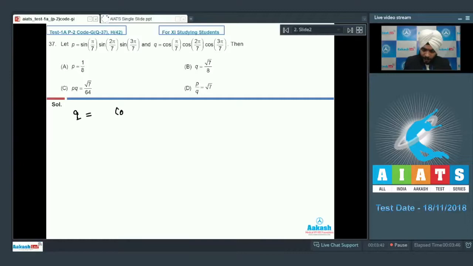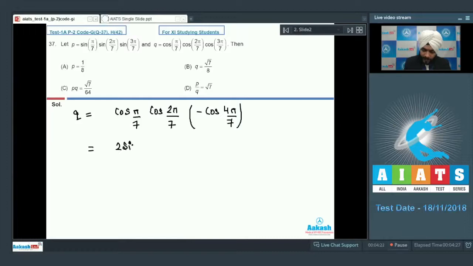Q is cos pi by 7, cos 2 pi by 7, and if I carefully observe, this is pi minus 4 pi by 7. So this is minus cos 4 pi by 7. So cos of 3 pi by 7 can be written as cos of pi minus 4 pi by 7, which is minus cos 4 pi by 7. Why I have done so? Because I know the product of cosine terms in which the angle is getting doubled in each step. So let us multiply and divide by 2 sin pi by 7.